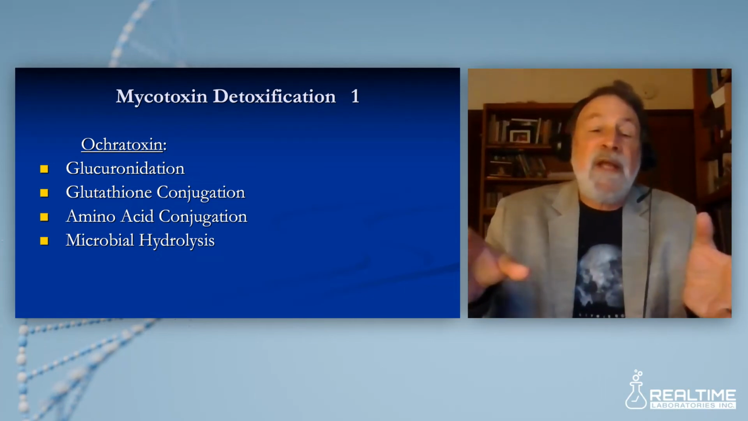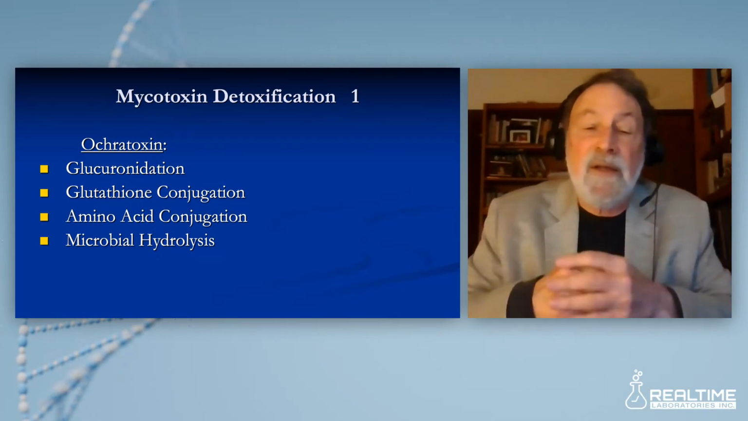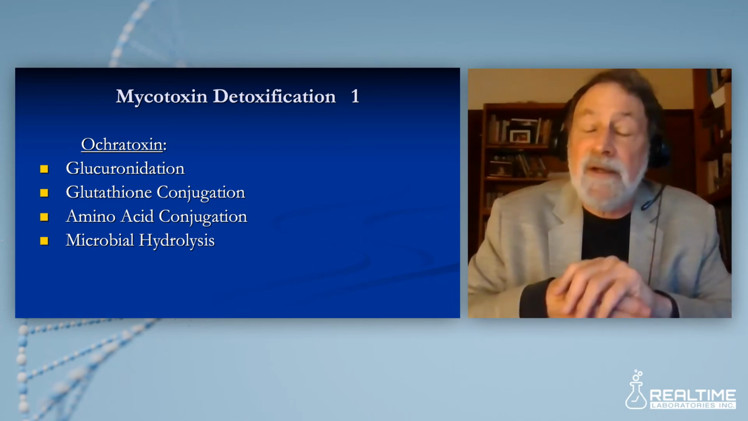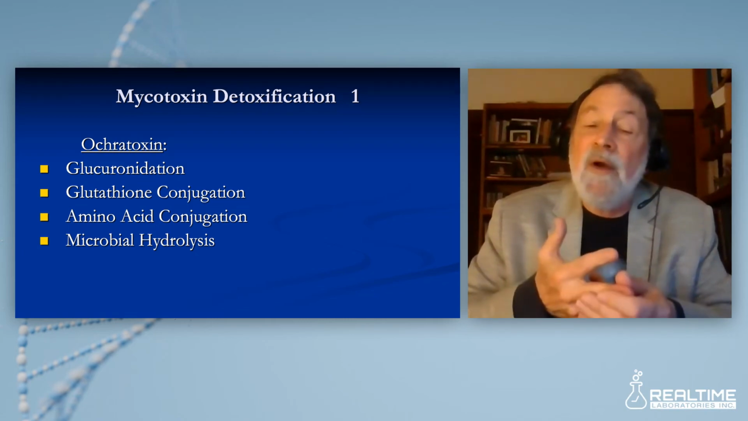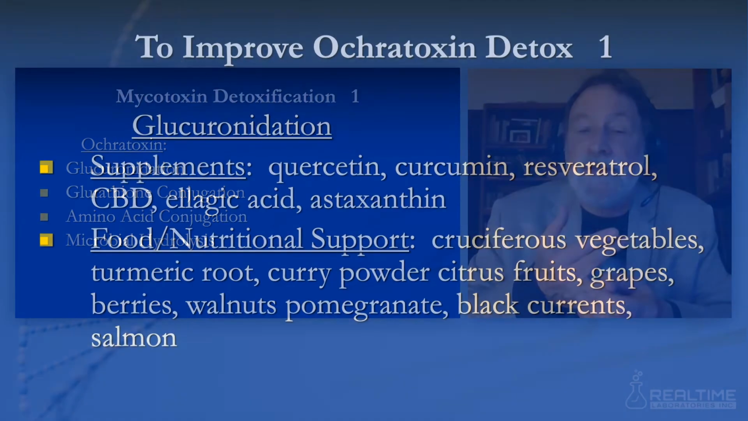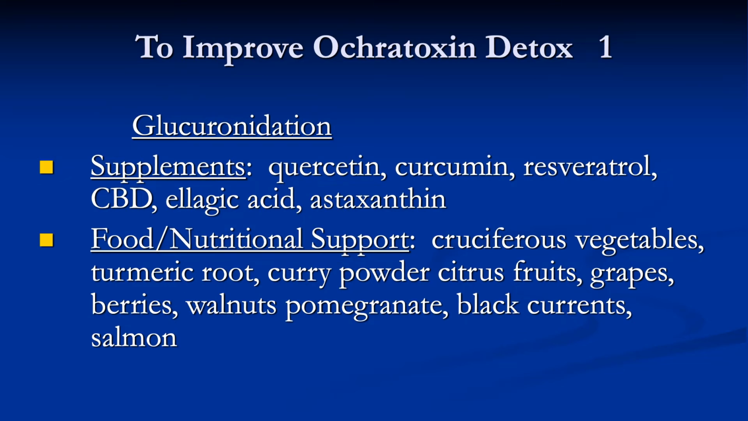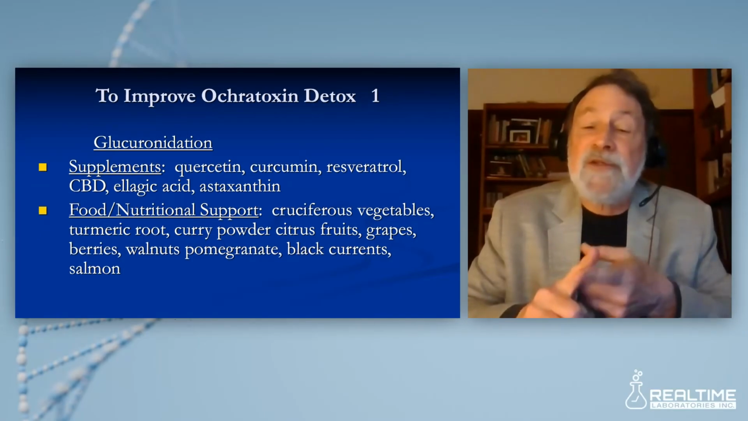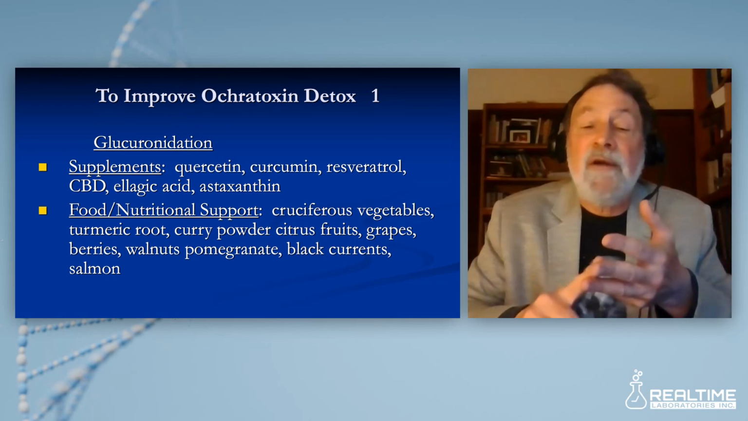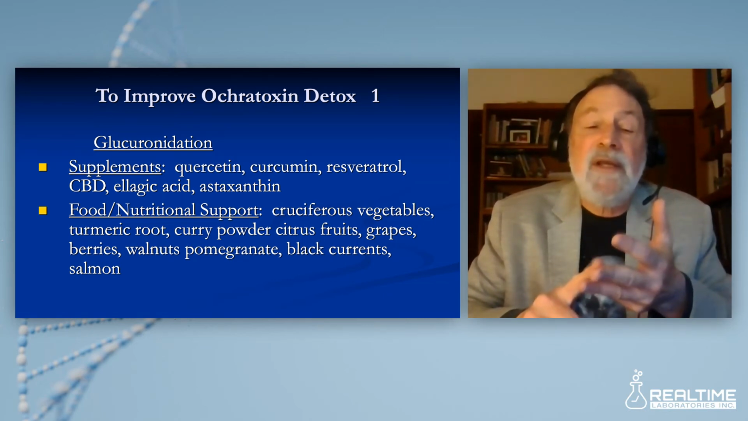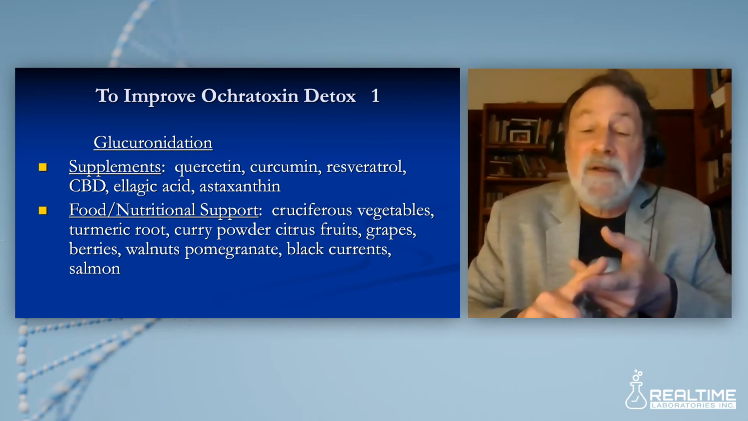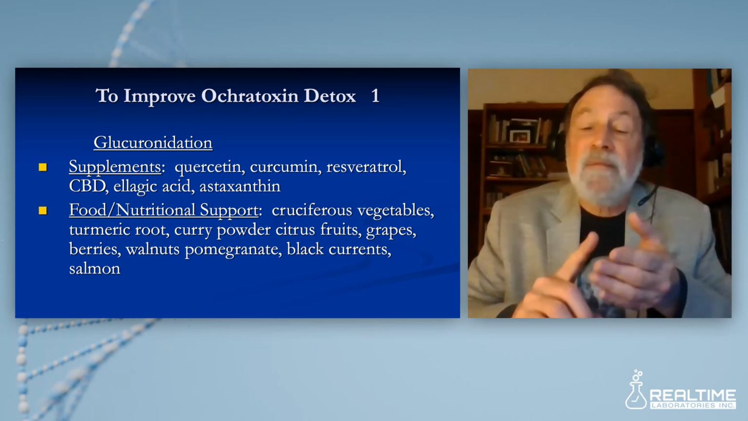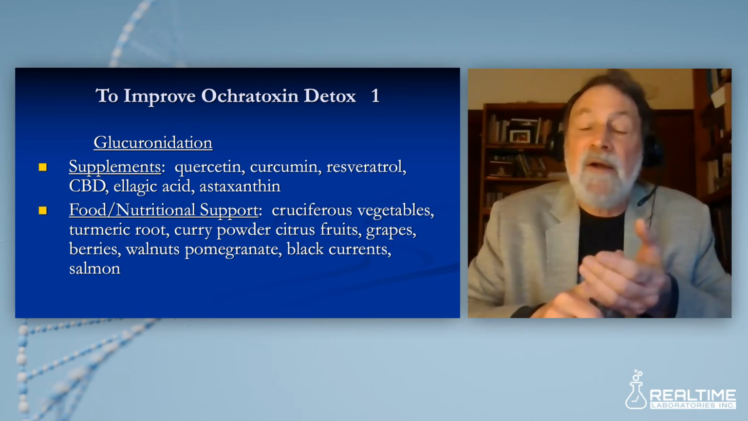So if your patient had ochratoxin, one of the commonest ones that we find, the mechanisms that we have learned through the medical literature that work are glucuronidation, glutathione conjugation, amino acid conjugation, and microbial hydrolysis. So looking at the table, how do we do that? To improve glucuronidation, we can use supplements including quercetin, curcumin, resveratrol, CBD, ellagic acid, and astaxanthin. Nutritionally, cruciferous vegetables, turmeric, curry, citrus, grapes, berries, walnuts, pomegranate, black currants, and salmon.